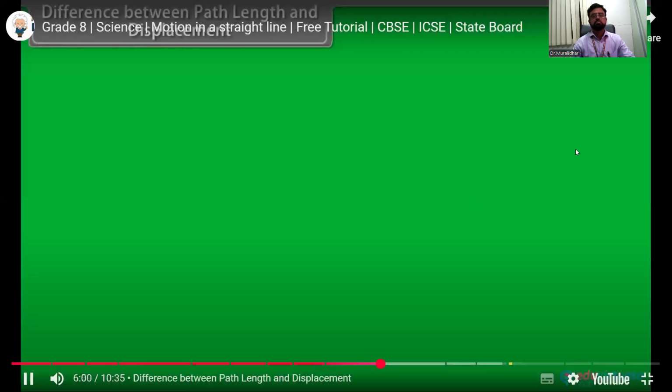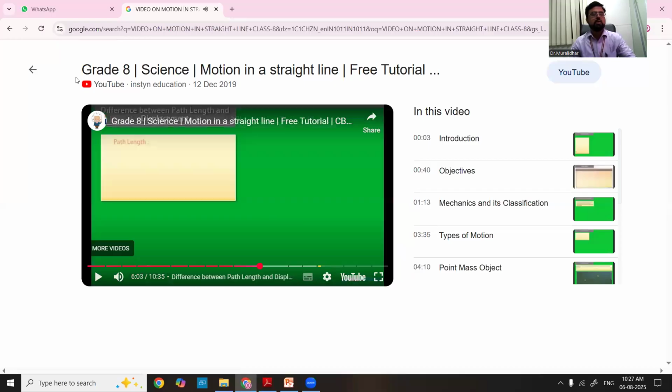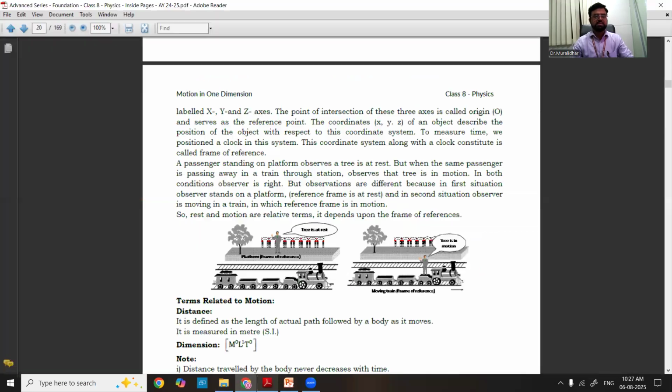Difference between path length and displacement. This will come across. So this is our next topic, and we'll discuss it after this.